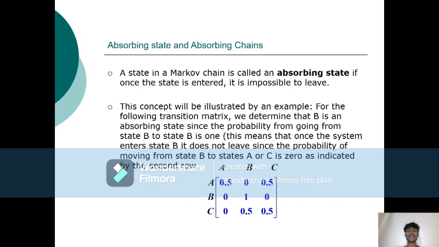We determine that B is an absorbing state since the probability of going from state B to state B is 1 only. This means that once the system enters state B, it does not leave, since the probability of moving from state B to state A or C is zero, as indicated by the second row.